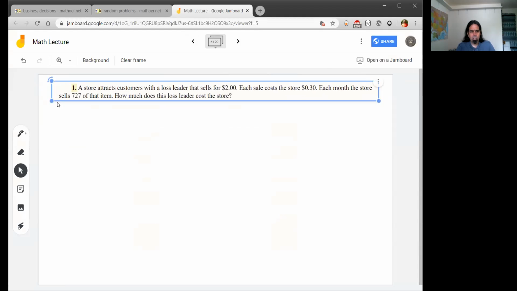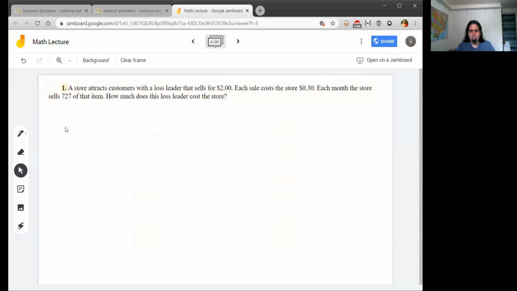Okay, a store attracts customers with a loss leader that sells for $2. This was like the chickens at Costco last class. Each sale costs the store 30 cents. And each month, the store sells 727 of that item. How much does the loss leader cost the store? So tell me what to do.